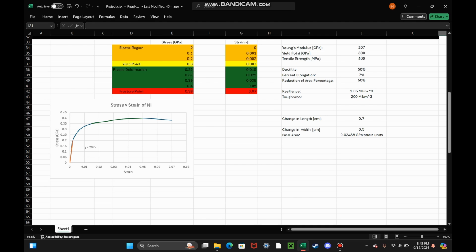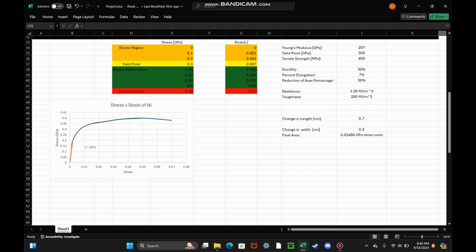In order to find the resilience of the nickel, you times the yield strength by the strain at the yield and times them both by 1/2. Toughness is found by finding the definite integral of the total energy the nickel can absorb, which in this case is the area under the curve, making it 0.02 strain units. The integral is defined between 0, which is the initial point, and the fracture point of 0.38.